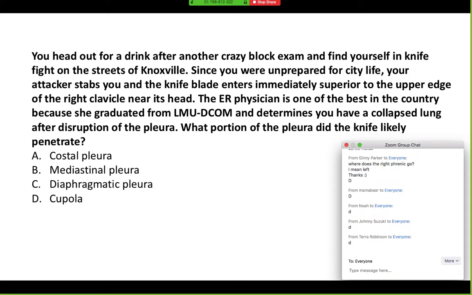Right. Looks like everybody's got it. So D. So that's formed by the cervical pleura, so up near the clavicle. All right.